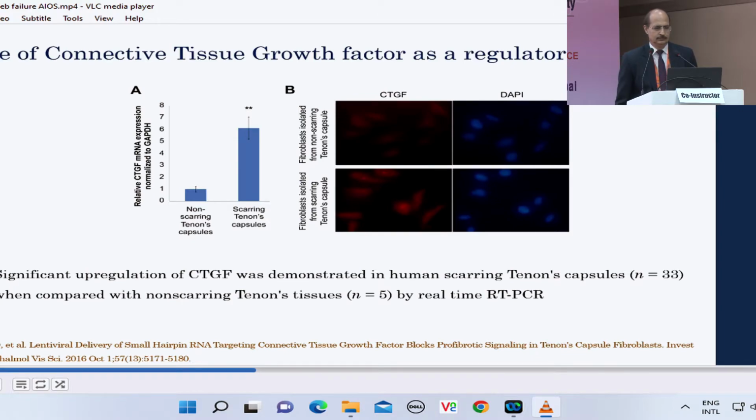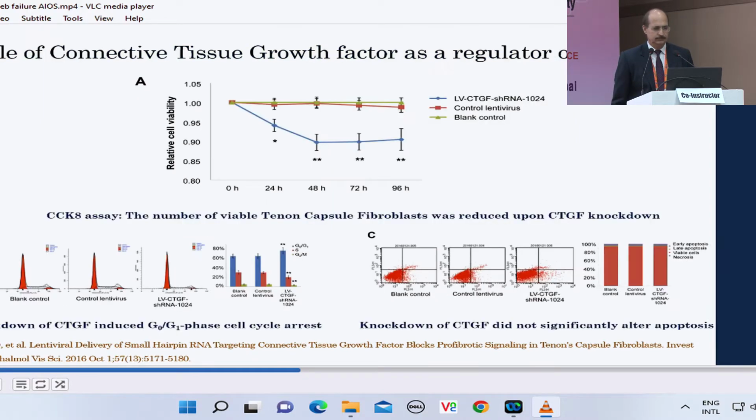This is a nice study to show the role of connective tissue growth factor as a regulator of scarring. In this, the authors observed that there was significant upregulation of CTGF in the human scarring tenon capsules when compared with the non-scarring tenon tissue by real-time RT-PCR. The CTGF primarily mediates and increases the signaling in the human tenon capsule fibroblast, which is evident because the number of viable tenon capsule fibroblasts were reduced upon the CTGF knockdown. And the knockdown of CTGF basically induces G0-G1 phase cell cycle arrest. It does not significantly alter the apoptosis.